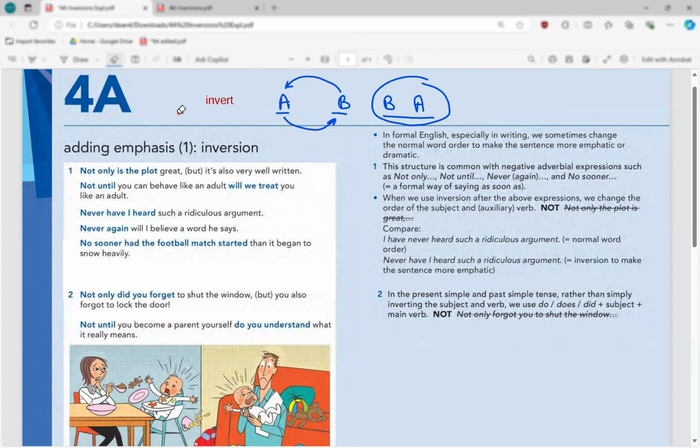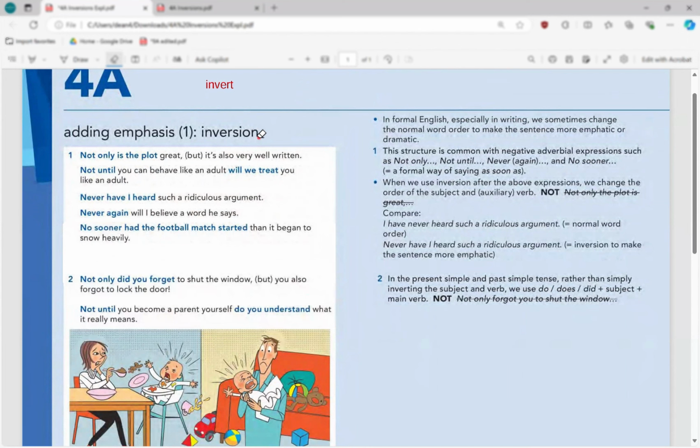Okay, what does it mean in grammar? In grammar, it means we are inverting the position of subject and verb, right? But why do we do that? Why do we do inversion? As you can see, it's very clear. They're saying as a title, adding emphasis. So we use inversion to emphasize.